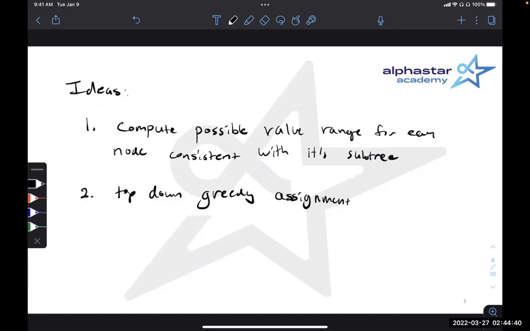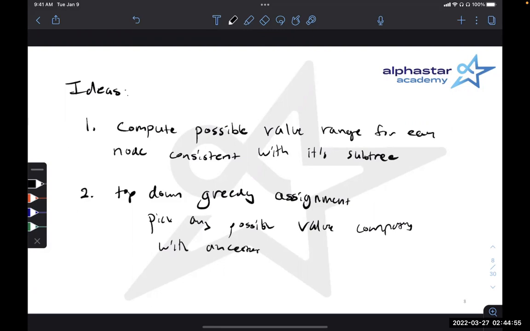You have to go root down. So pick any possible value compatible with ancestors, which are already chosen, and entire subtree. So I think we're going to need to do 2 DFSs here. A lot more code actually, but that might work.